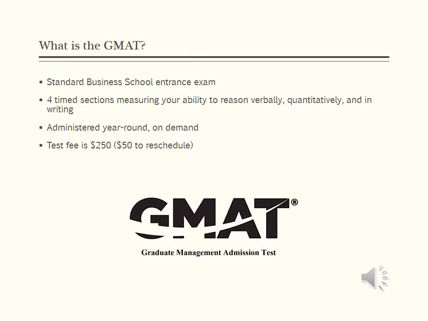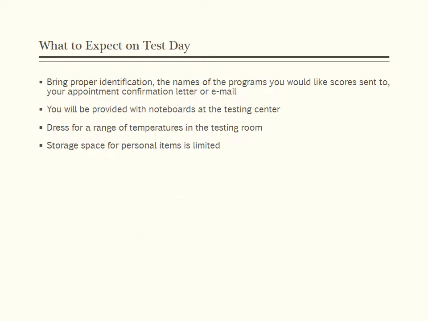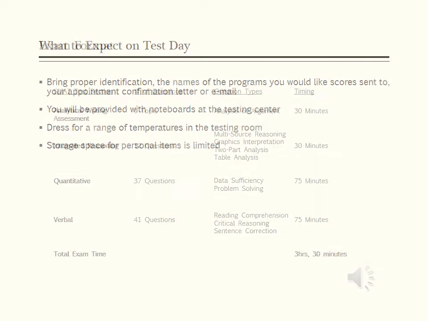So, what is the GMAT? The GMAT is the standard business school entrance exam, consisting of 4 timed sections measuring your ability to reason verbally, quantitatively, and in writing. The test is administered year-round and on demand, so finding a time to take the test shouldn't be a problem. The test fee is usually around $250, and there's a $50 fee to reschedule. Once you arrive at the testing center, you'll be required to present some form of identification.